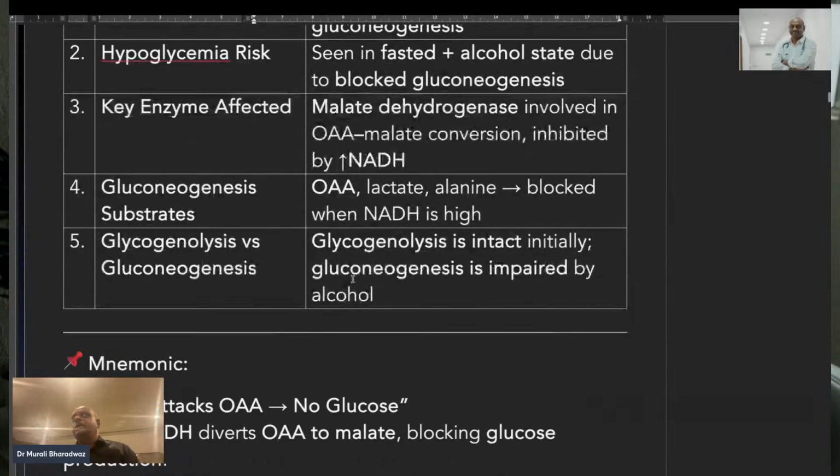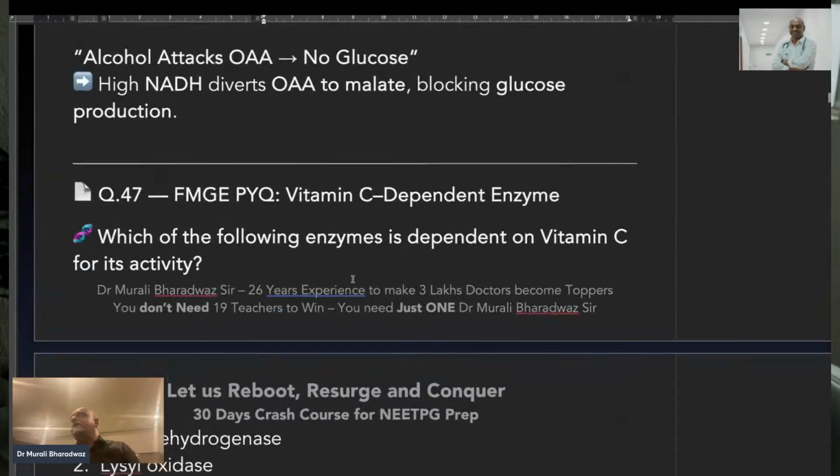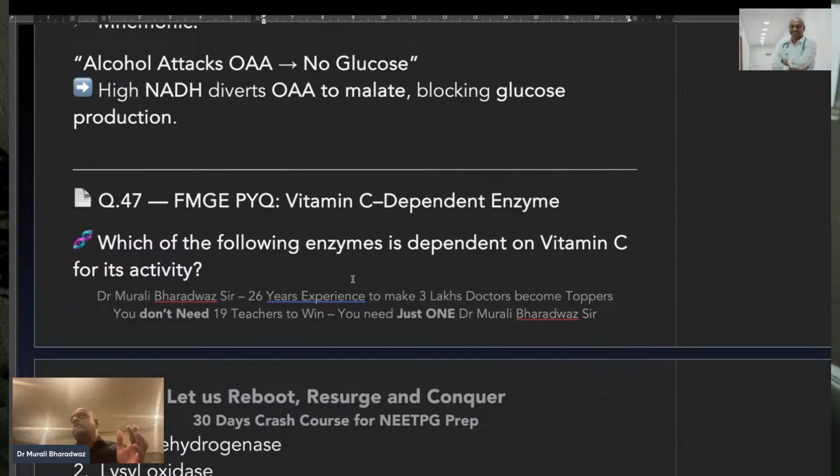Okay, doc? Alcohol attacks oxaloacetate converting into malate. So gluconeogenesis is on the hit list. Gluconeogenesis, they will give 20 points on it. What are the rate limiting enzymes? What are the glucogenic amino acids? What is the energy consumed? All the things.